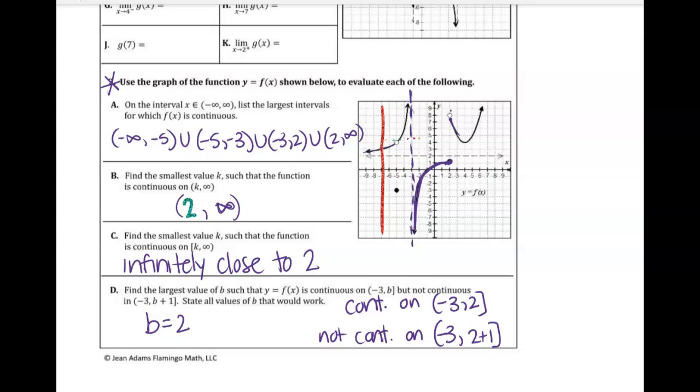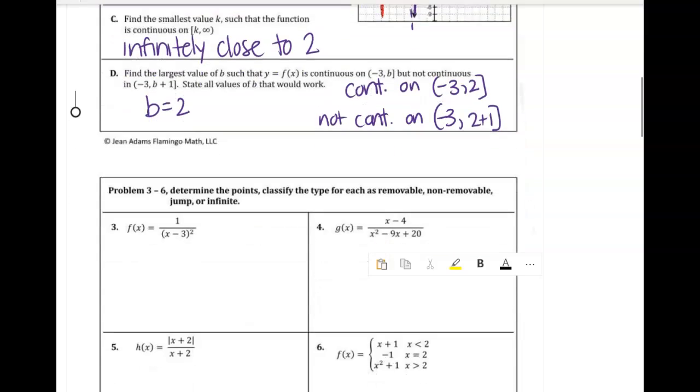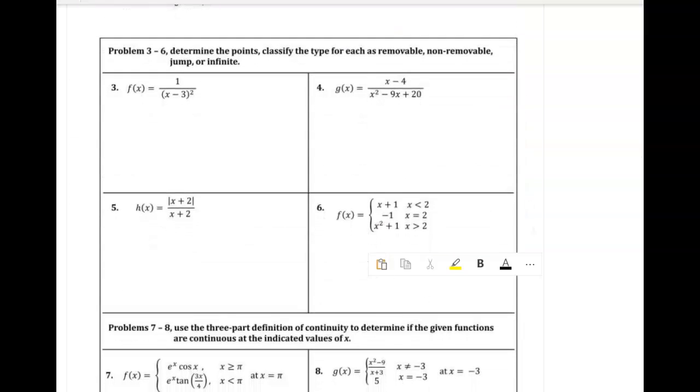Again, this is more just something to think about than typical calc questions. Let's talk about number 3 through 6. These are typical calc type questions. So one thing to keep in mind, basically the only type of removable discontinuity is a hole. And that's where you factor the numerator and denominator of a fraction and cancel out a factor.